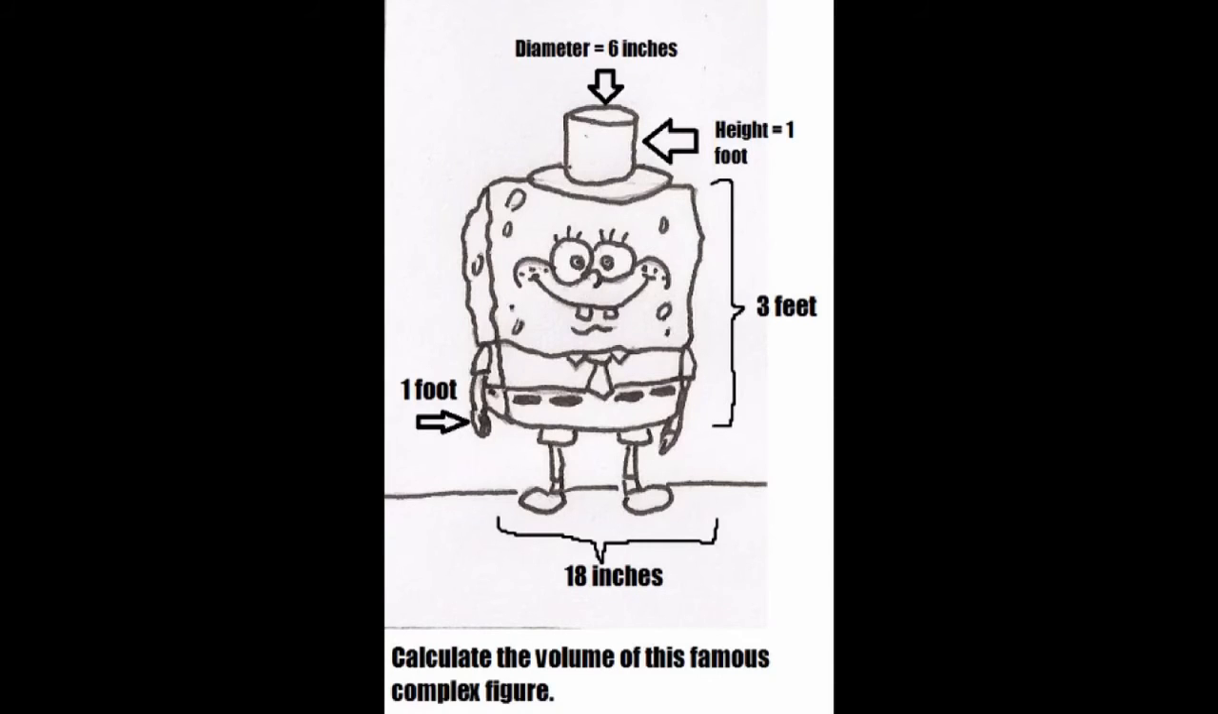Alright, so here are the dimensions of SpongeBob. He has 18 inches, ooh, that's not in feet, as a width, 1 foot as the length, 3 feet as his height. So first, do your calculations of this prism. Then when you're done, we're going to find this cylindrical hat, of course, ignoring this part. The height is 1 foot, the diameter, be careful on that, the diameter is 6 inches.